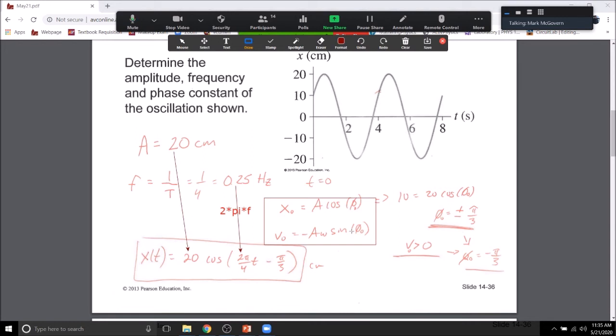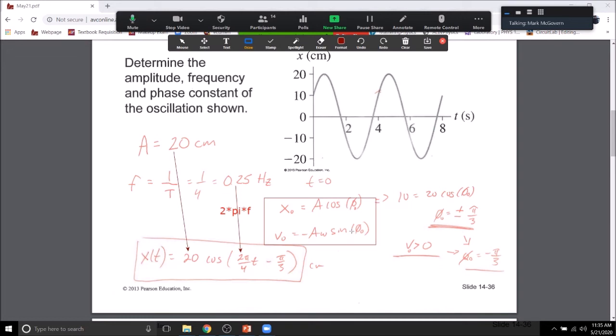We can see that we start off with a positive 10 for our initial position. That gives us a cosine that's equal to a half. Now, the way the cosine function works is that that value of a half can occur at 60 degrees or minus 60 degrees. I put in radians here, so it's either pi over 3 or minus pi over 3. How do you know which one to use? Well, this is how you know.